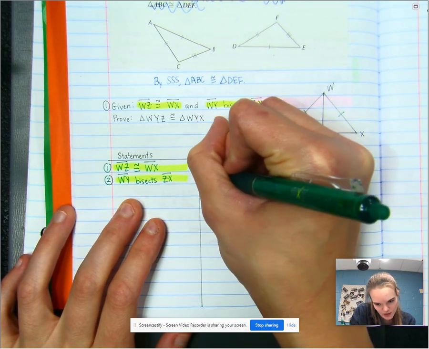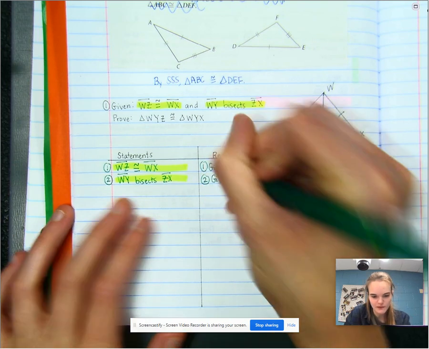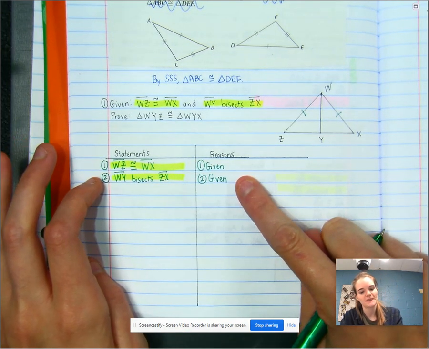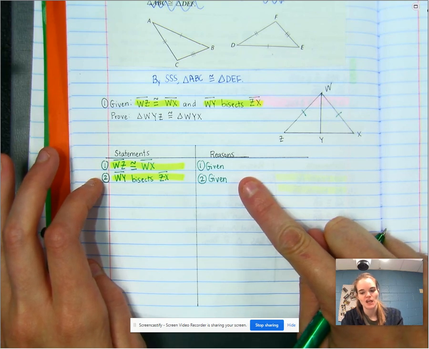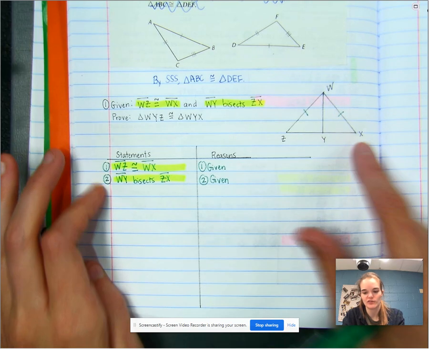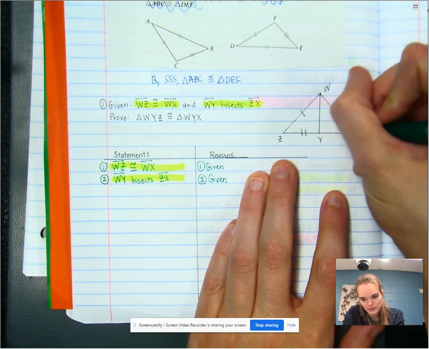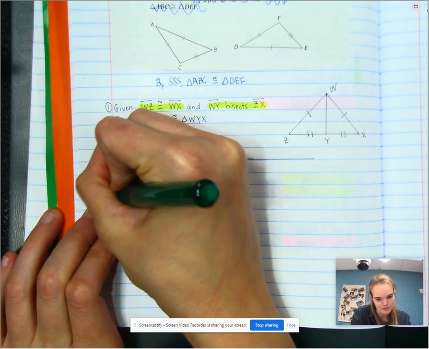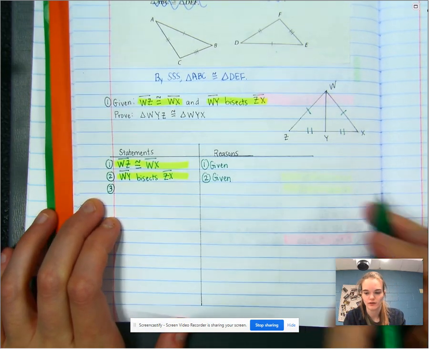Given. Now, the first one is not something we can really use because it already gives us a side length. This one is one we're going to be able to use. It says WY bisects ZX. That means it cuts ZX into 2 congruent pieces. We've done that over and over again. Sometimes they start to feel the same after a while because there's only so many ways to do these.